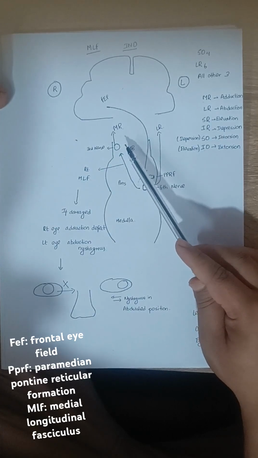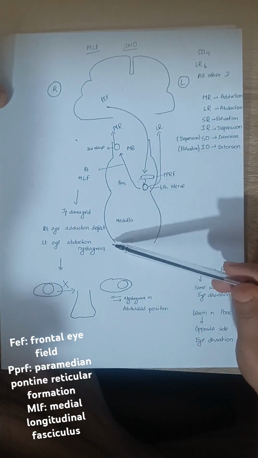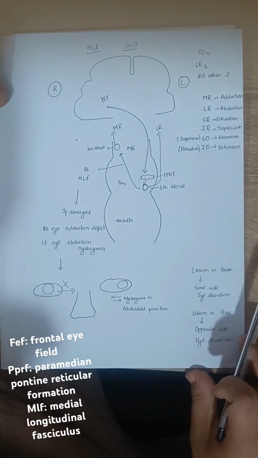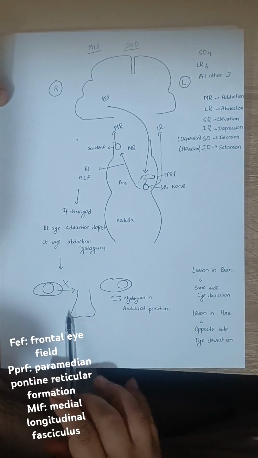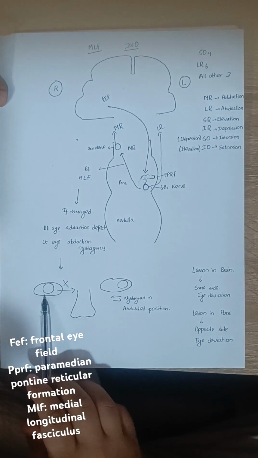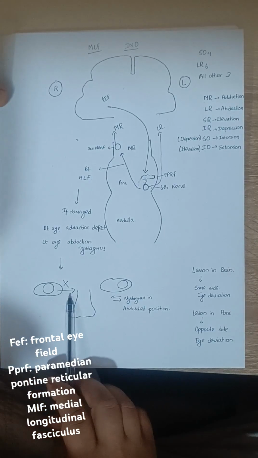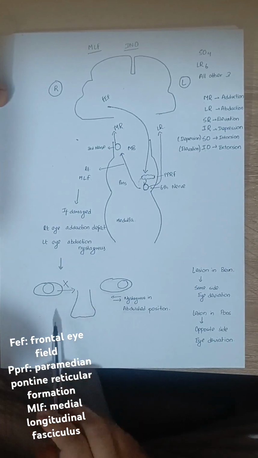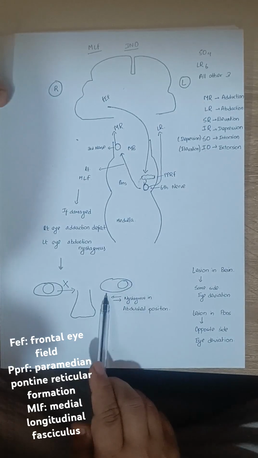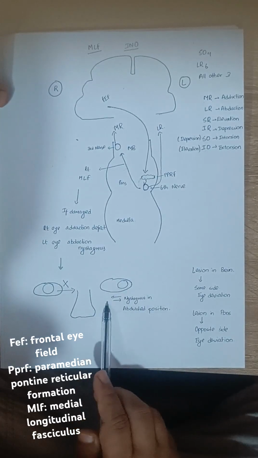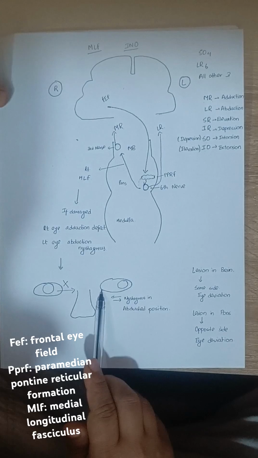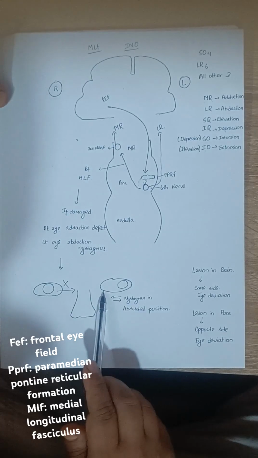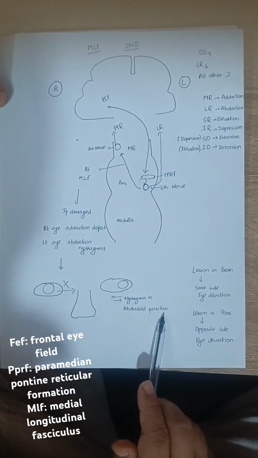and also there is a left eye abduction nystagmus. So let me explain that to you. I have drawn a picture of that as well. So the right eye won't be able to move medially, as there is an adduction defect, and there is abduction nystagmus in the left eye. That means the eye undergoes nystagmus whenever it is in the abducted position.